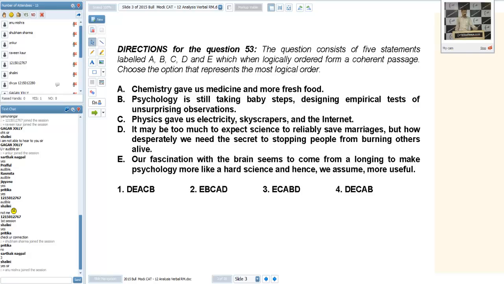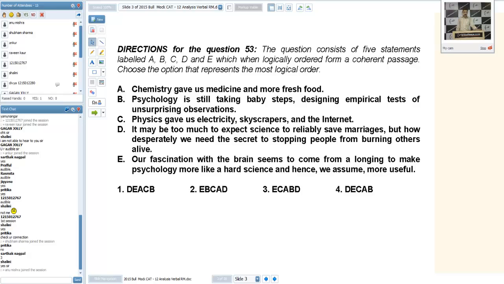So for the answer to this question, let's try to figure out the opener. The opener in the 2 choices given is E or D. So D, just go, it may be too much to expect. So it cannot be starting from impersonal, it has to be E. Now E is an opener in this case. Our fascination with the brain seems to come from a longing, meaning a desire to make psychology more like a hard science, hence we assume it to be more useful. So E could be an opener.